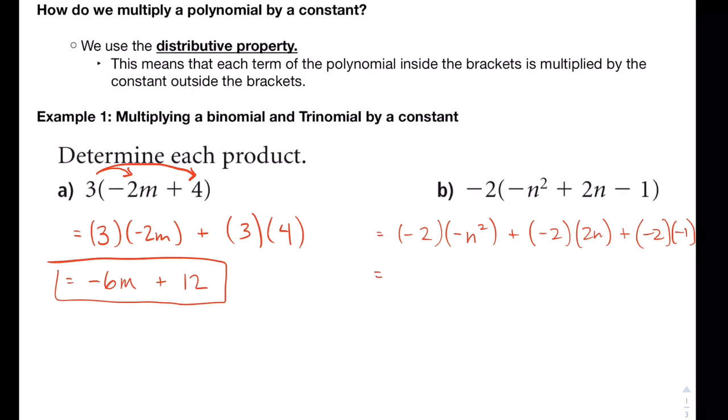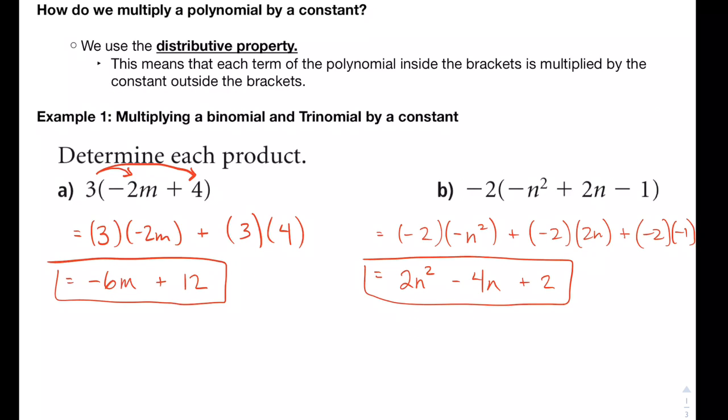Now we multiply the coefficients together, or the numbers together. Negative 2 times negative n squared is the same thing as negative 2 times negative 1, which is equal to positive 2n squared. Here we have negative 2 times 2, which ends up being negative 4, but since there's an n, we keep the n. And here we have negative 2 times negative 1, which is positive 2. Since we can't combine anything else, that is the answer.